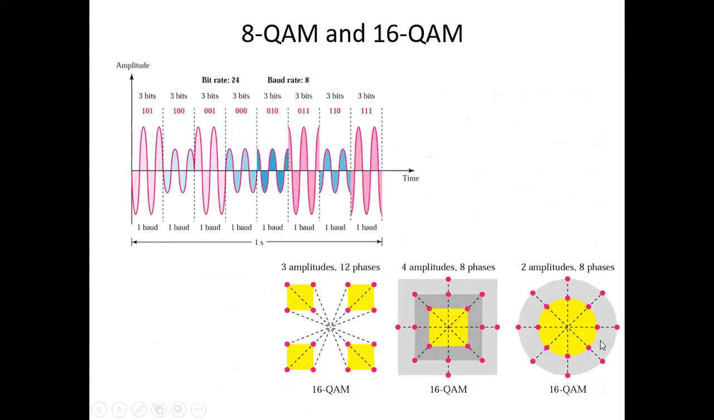Now EVM is, when you have a deviation from the position in the constellation diagram, then you can draw a vector line between the deviated position and the correct position, where it is supposed to be. So a vector line you can draw, which has both magnitude and direction. So this is called EVM, error vector magnitude.